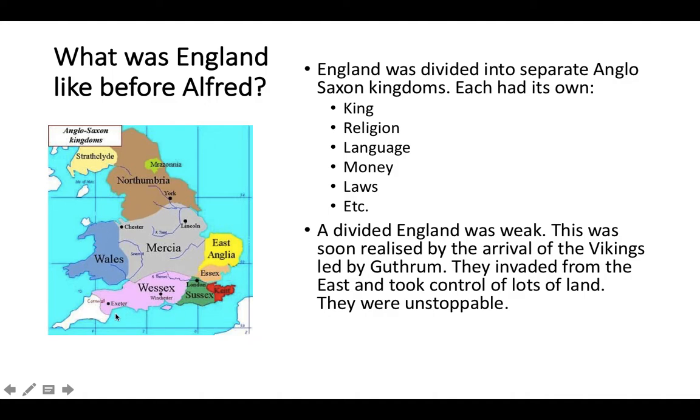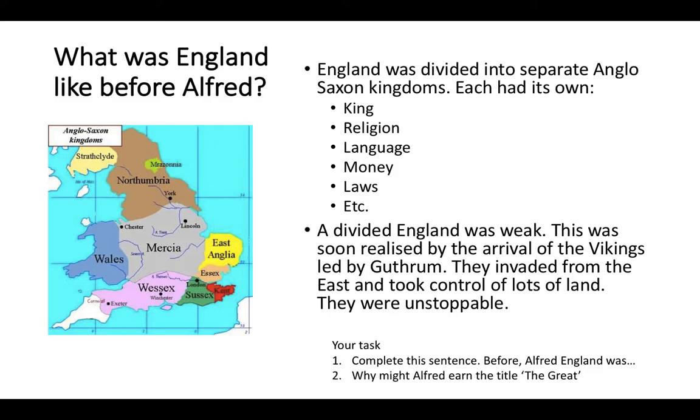So, two things to do. The first one is I'd like you to complete the sentence before Alfred, England was, and tell me what England was like, how it was separated into the different kingdoms, and tell me some of the differences between the two kingdoms. And then I'd like you to tell me why Alfred earned the title the Great. Okay, so think about how he's the last man, the last kingdom standing up against the Vikings, and I just want you to write one sentence about how he might earn the title the Great. Pause the video there for 3 minutes and come back to me when you're done.